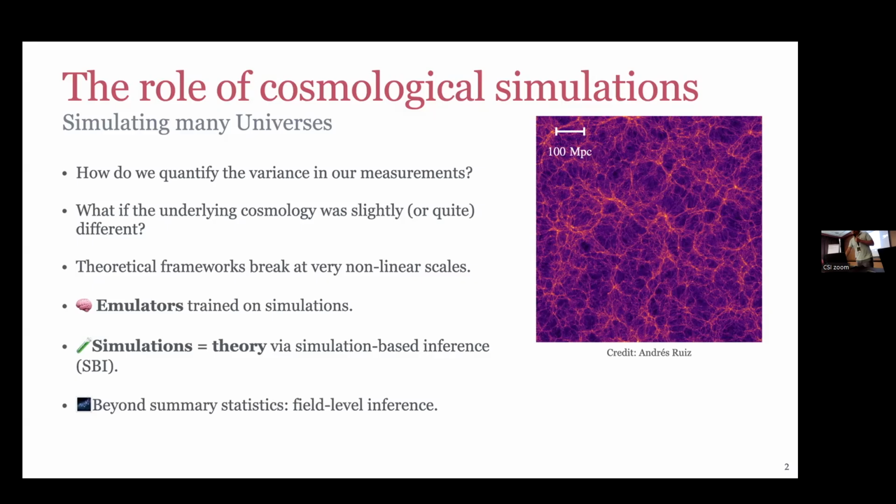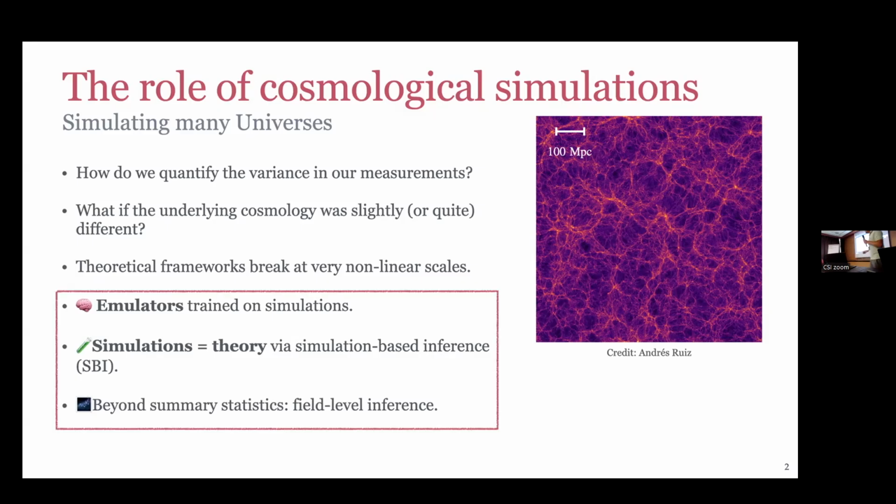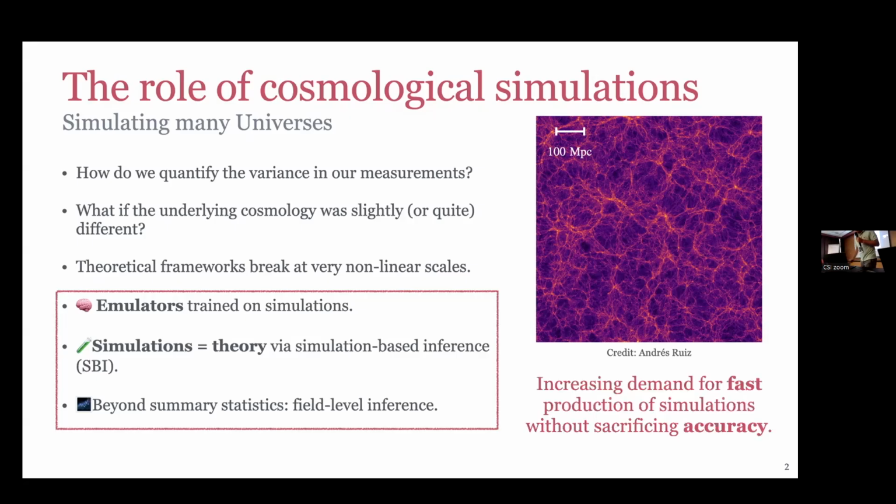The problem is that for these last three bullet points, there is a bottleneck, which is the production of the simulations themselves. There is an increasingly high demand for fast production without sacrificing accuracy. And this is the problem we want to solve.